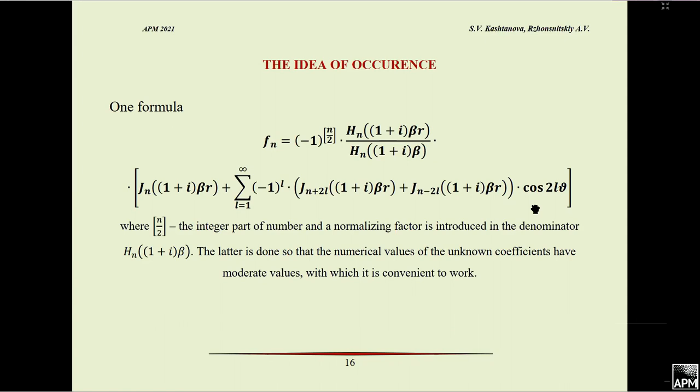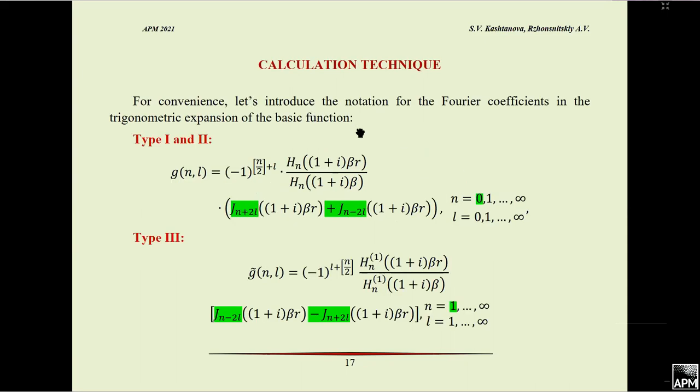I will not bother you with the calculation technique, but let's introduce the notation for the Fourier coefficients and the trigonometric expansion of the basis function, because in terms of this G we will solve our algebraic system. For the first and second types of boundary conditions, we have the same G. For the third type it's a little bit different, because torsion has an anti-symmetric nature, and here we have a small change in sign, and because of the signs the enumeration here is from one, not from zero. But the common idea, in any case, is the same.